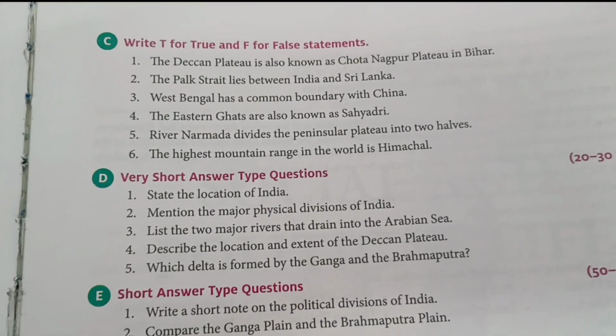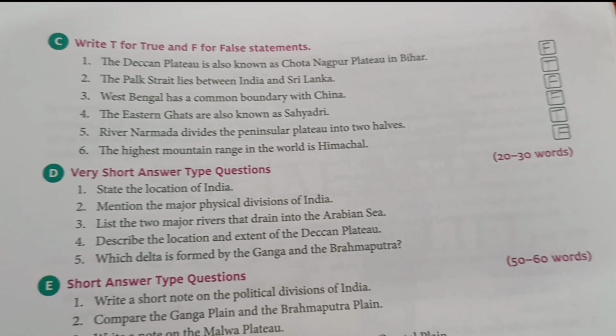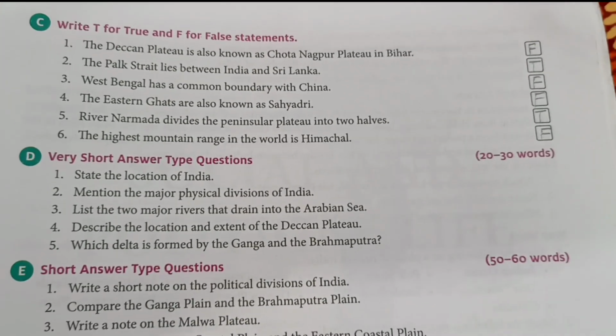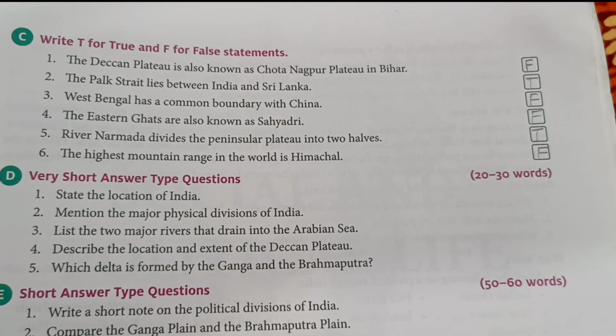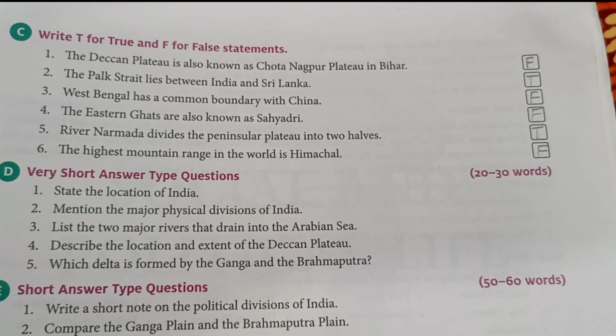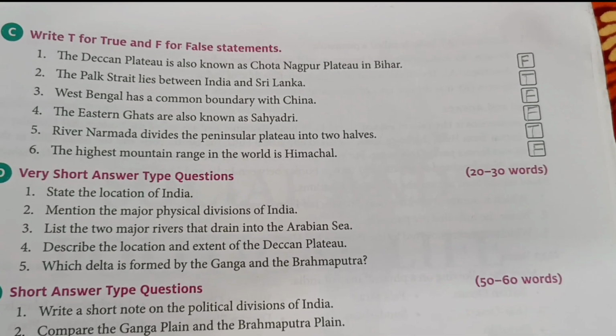Next, number C, true or false? Number 1, the Deccan Plateau is also known as the Chota Nagpur Plateau in Bihar. False. Number 2, the Palk Strait lies between India and Sri Lanka. True. Number 3, West Bengal has a common boundary with China.